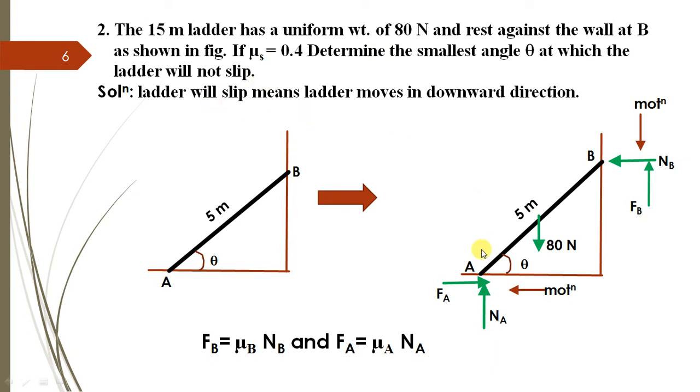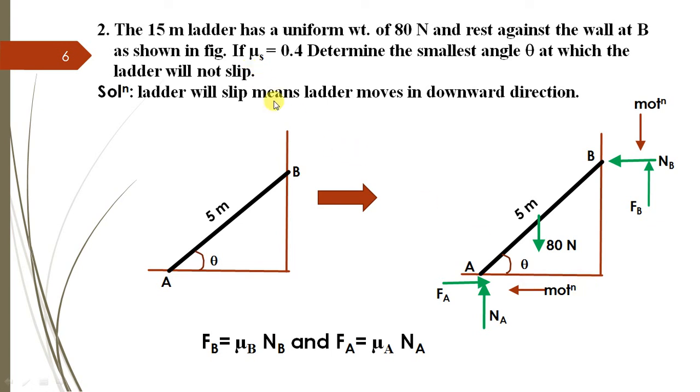Ladder will slip. In that case, when the ladder slips, what happens? This point A, the ladder will come towards the left, and from point B it will move in the downward direction. When it moves downward, friction will be in the upward direction, and the friction at the ground will be towards the right. Understood?